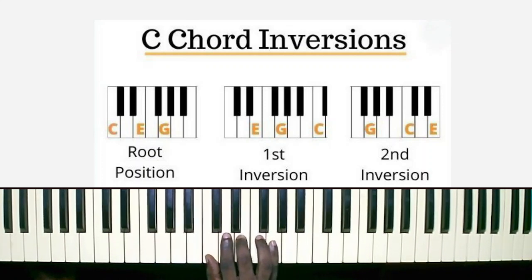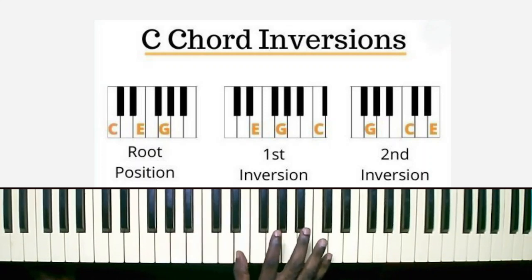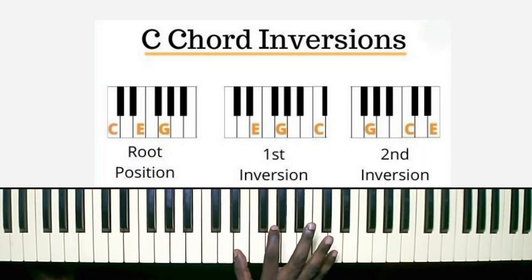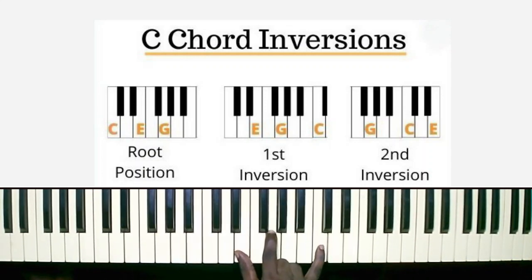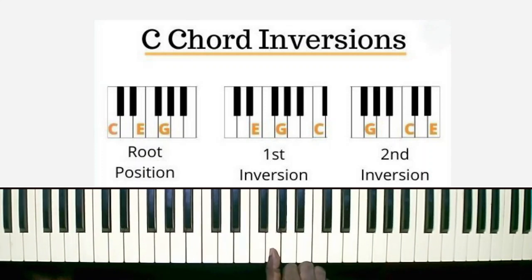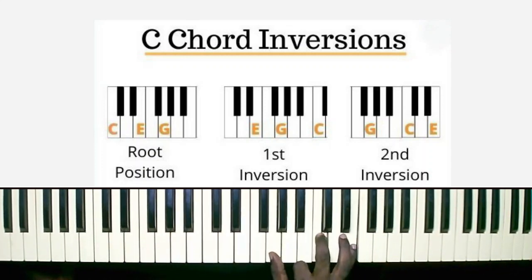Then when you move your thumb to E now, finger 1, finger 2 plays G, and then your pinky, finger 5, plays C in the first inversion. Now to the third inversion, your thumb now comes to G, and then your finger 3 plays C, and then your pinky plays E.